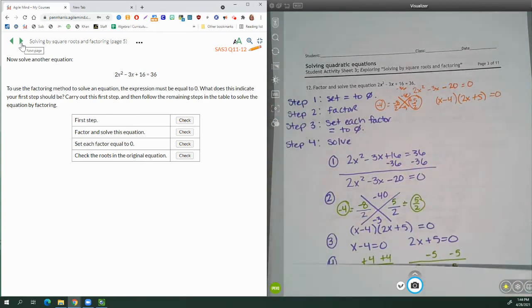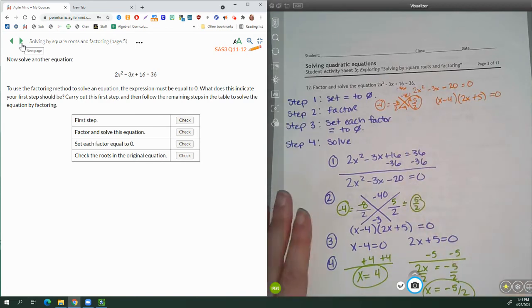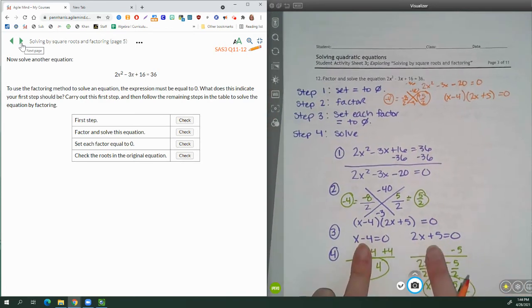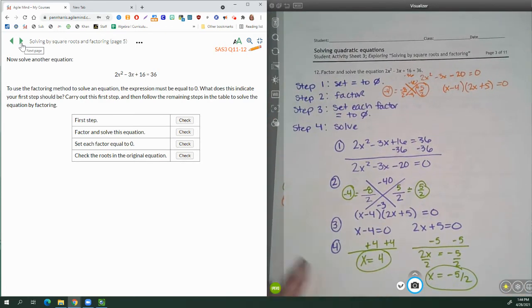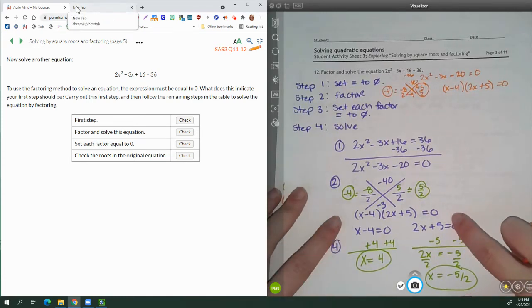Next thing that we're going to go ahead and do here is we're going to set each factor equal to 0. And you can see I did that down here. I don't want to rewrite that again for you. Okay, so again, I set each factor equal to 0.